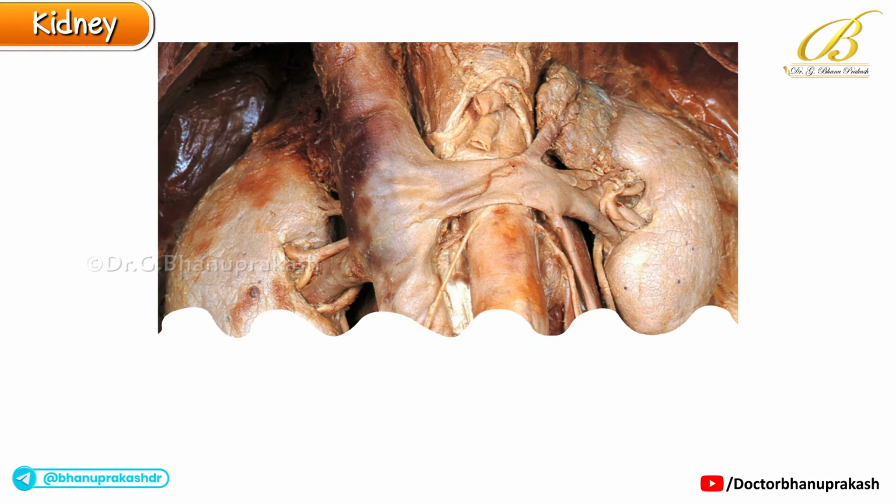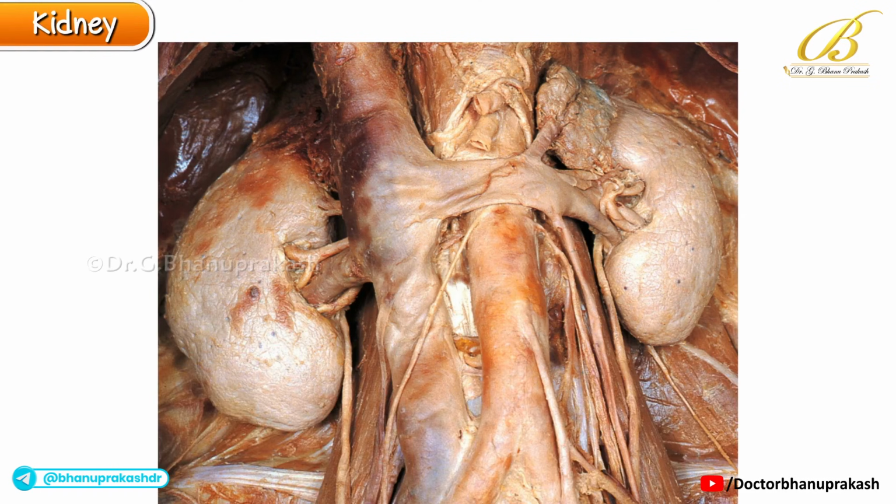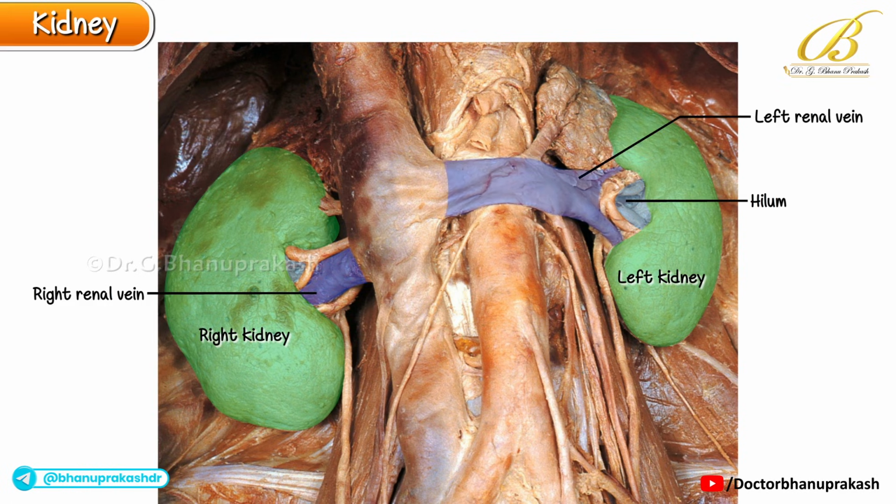Hello, students. In this session, we will look at the kidney. This illustration shows the anterior view of both kidneys. The right kidney lies at a slightly lower level than the left, while the left kidney sits a little closer to the median plane. At the hilum of both kidneys, the right and left renal veins are visible anteriorly.